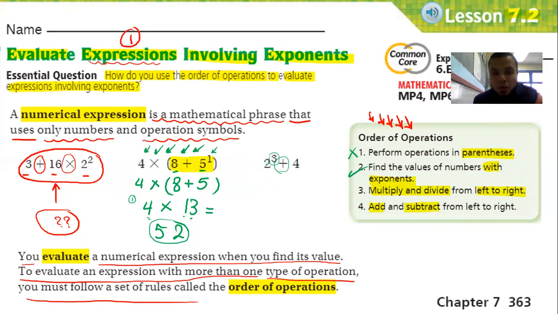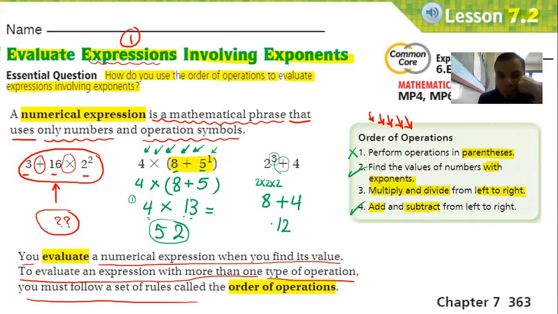The third power of 2 is 2 multiply 2 multiply 2 equals 8. Then you need to add 4. The last step, add and subtract from left to right. So I used here 2 rules, the second one and the fourth one. The final answer is 12.